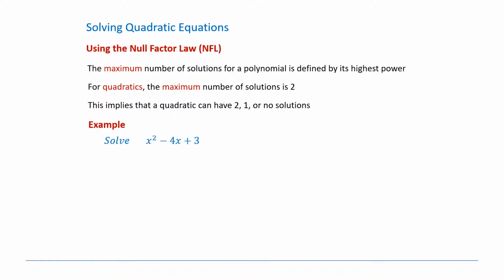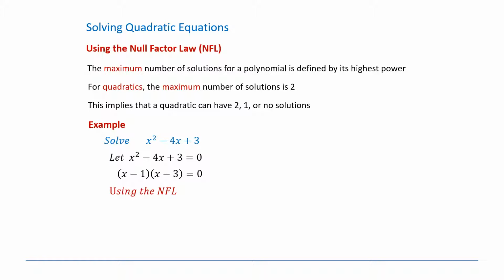Okay, let's start with the first equation. x squared minus 4x plus 3 equal to 0. I should put an equal sign here, equal to 0. x squared minus 4x plus 3 is called an expression. So I want to solve equations, so I should let it be equal to 0.